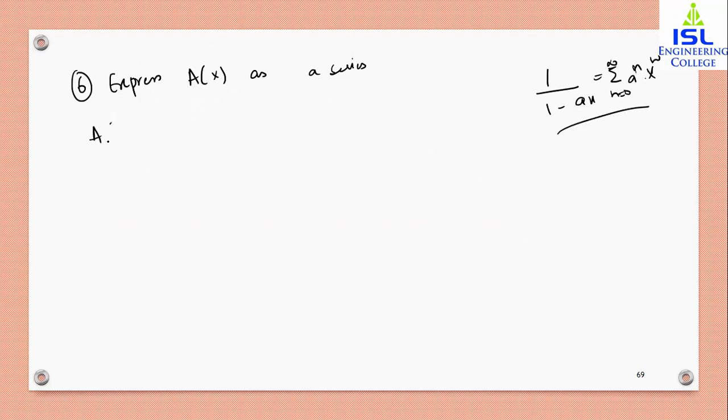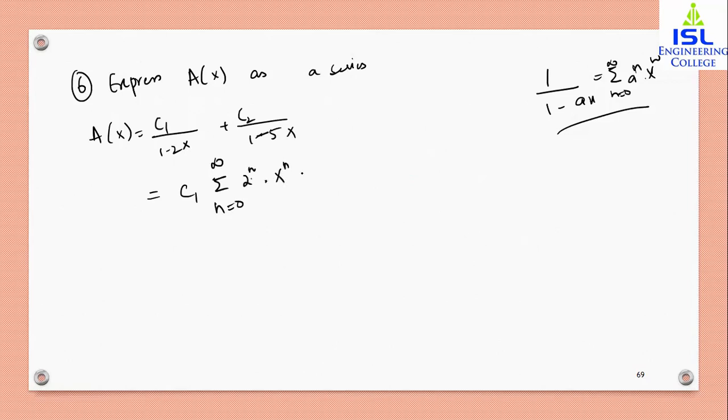So let's write it. A of x is equal to c1 by 1 minus 2x plus c2 by 1 minus 5x. Now for that we will be using this notation, and since c1 and c2 are constants, they will be outside the sigma. They will not be considered with the sigma. So c1 sigma n equals 0 to infinity, what is a over here? 2. So 2 power n into x power n, plus c2 into sigma n equals 0 to infinity 5 power n into x power n.